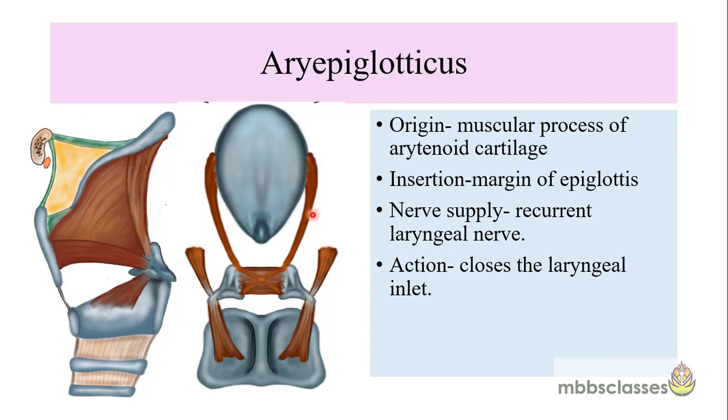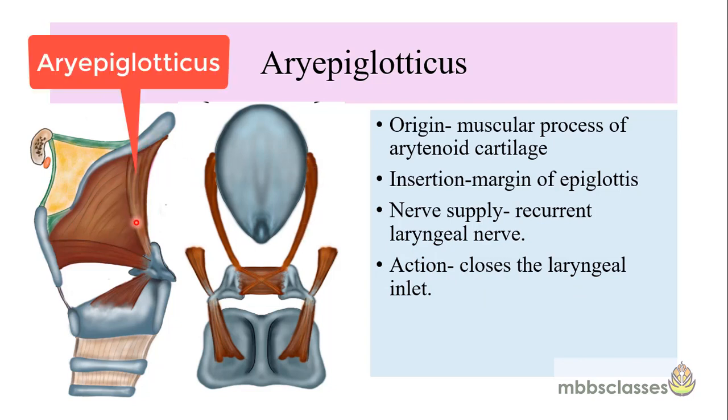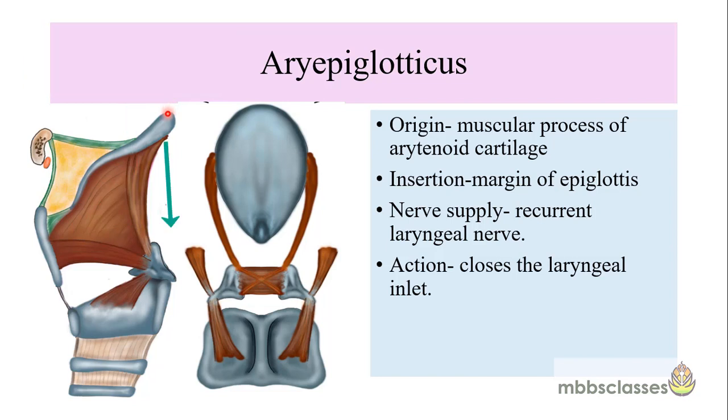So when the aryepiglotticus contracts, it closes the laryngeal inlet. It will bring down the epiglottis and close the inlet of the larynx.